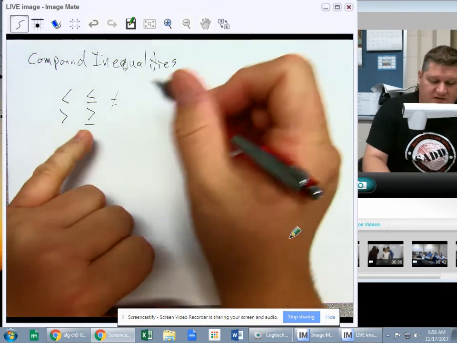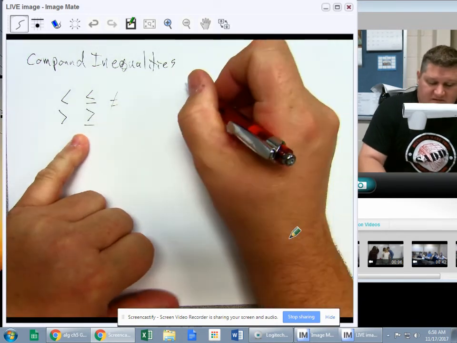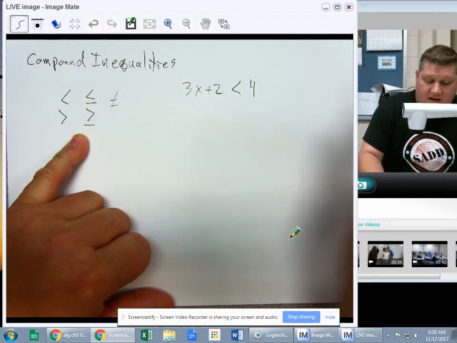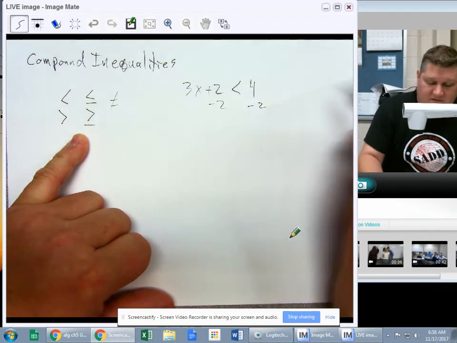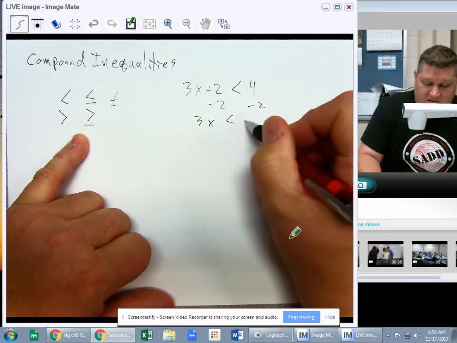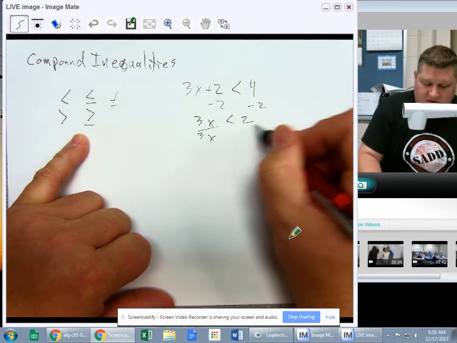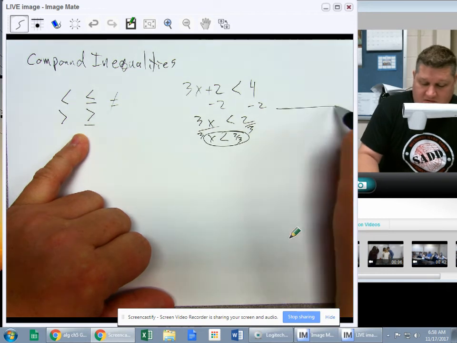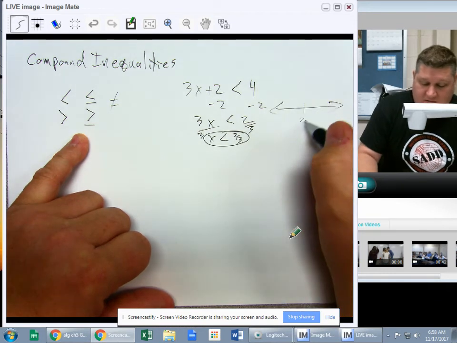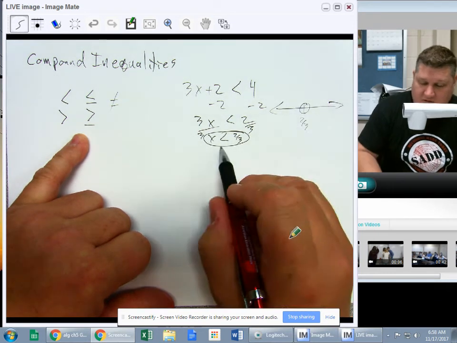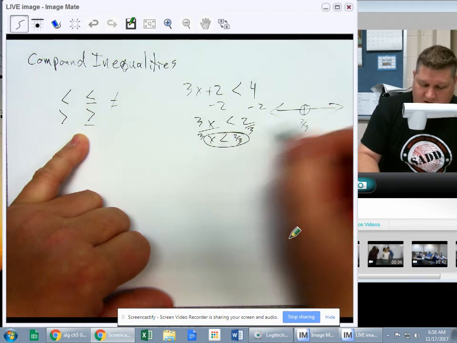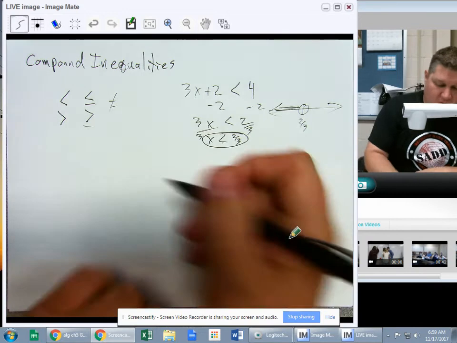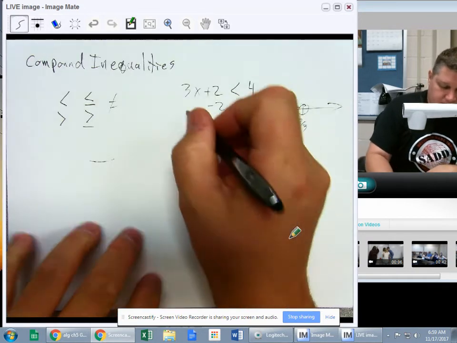But what we really need to talk about is instead of just something like this, 3x plus 2 is less than 4, and we have minus 2, 3x is less than 2, we divide by 3, x is less than 2/3, there we go. We graph it on a number line, and we get 2/3, open circle because there's no equal to, x is less than, so we shade this way.